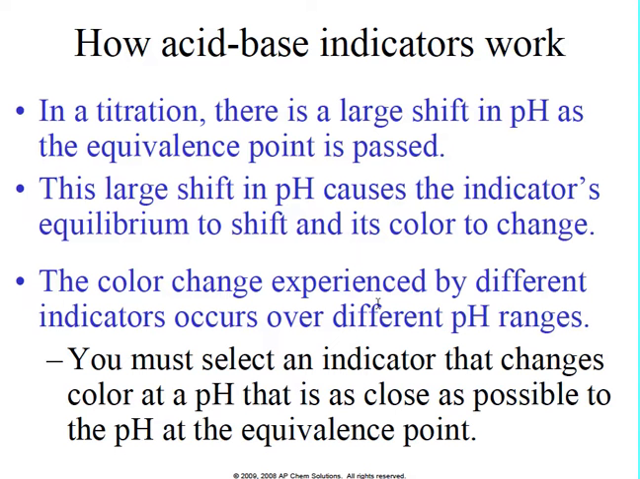Now, not all indicators can be used, because you have to know where the equivalence point is to determine the indicator you want to use. So, for example, if you use an indicator that changes at a pH of 7 and the equivalence point is a pH of 9 something, it's not going to work. So you have to pick the right indicator.